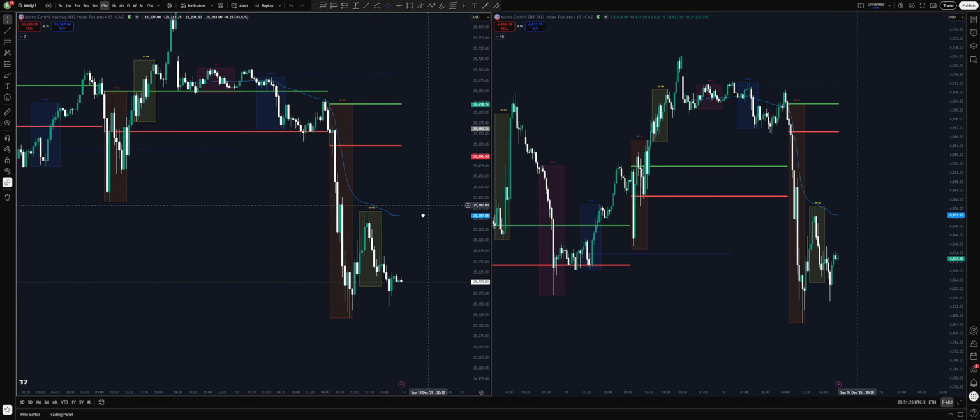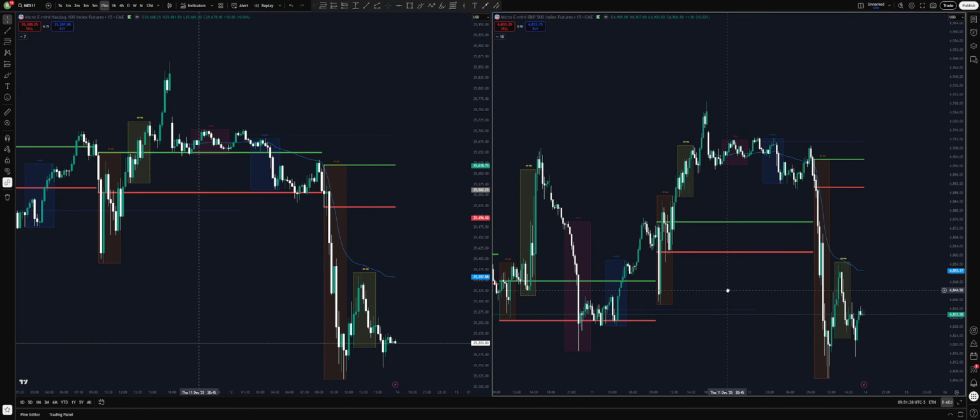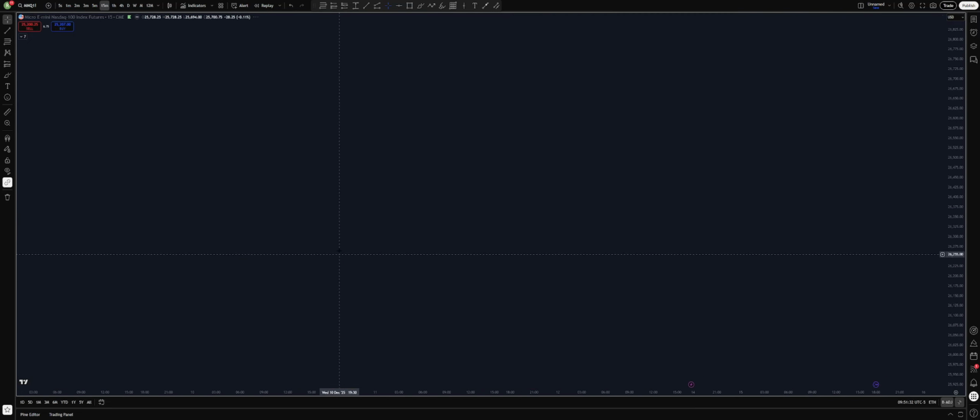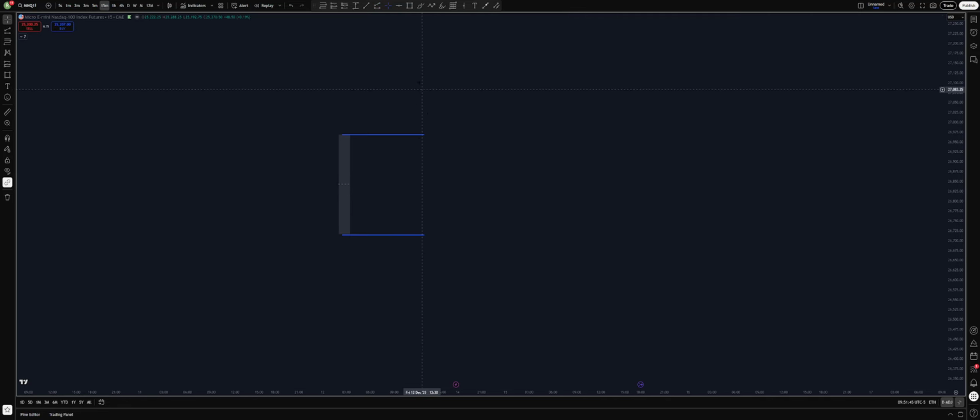So what is the updated thingy that I did? I'm gonna go to the chart here. It's gonna be the same thing. We wait for the 15-minute candle to form, the 9:30 15-minute candle. I'm gonna mark the high and the low of the candle for both NQ and ES. Okay, NQ and ES.